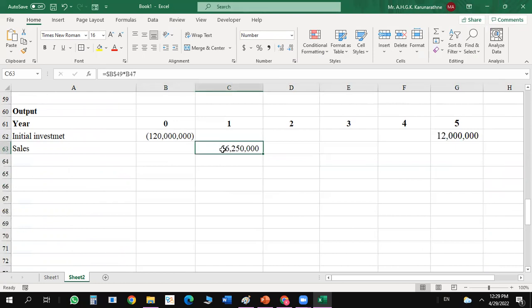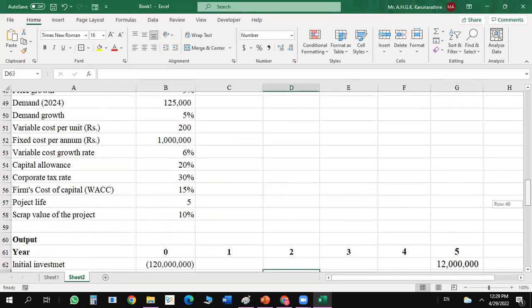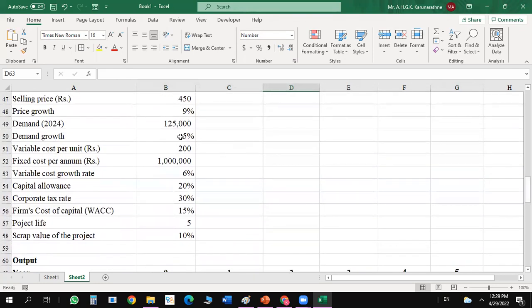So this is the demand for year 1. When it comes to year 2, it is said demand is going to increase by 5%. Can quantity demand increase by 5%?